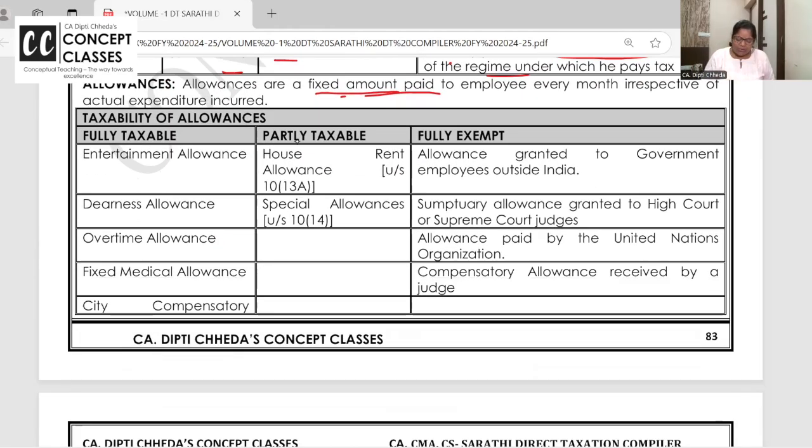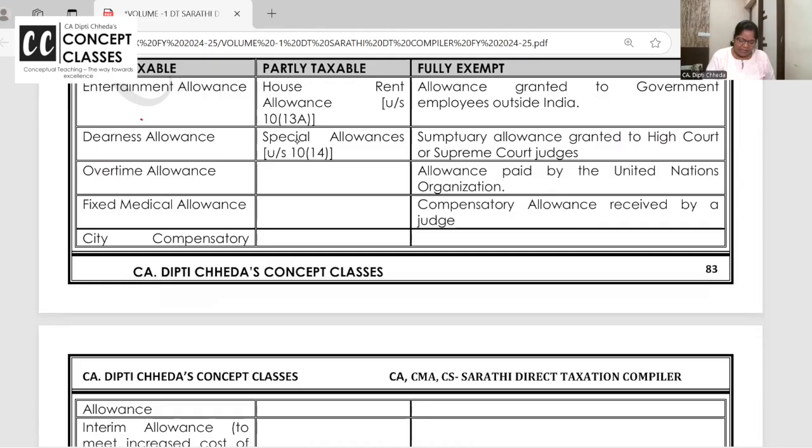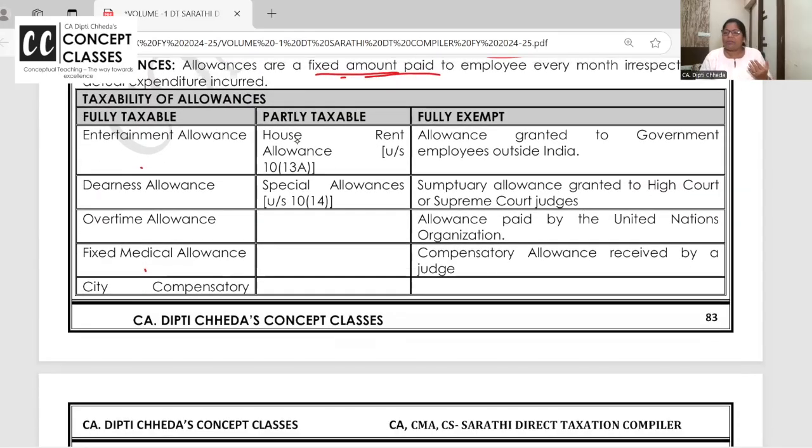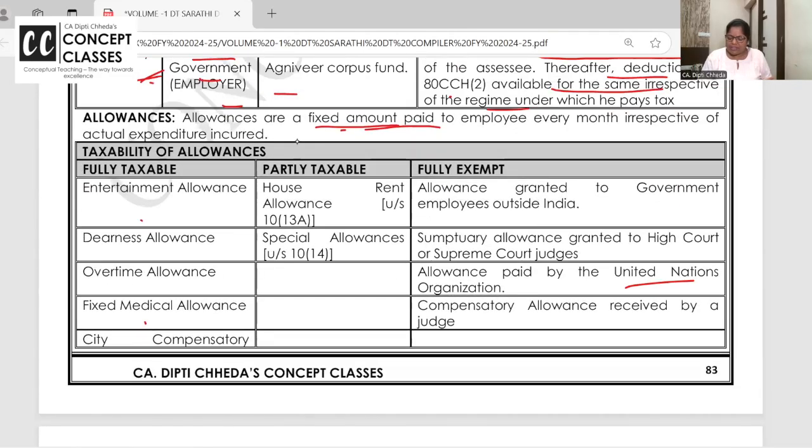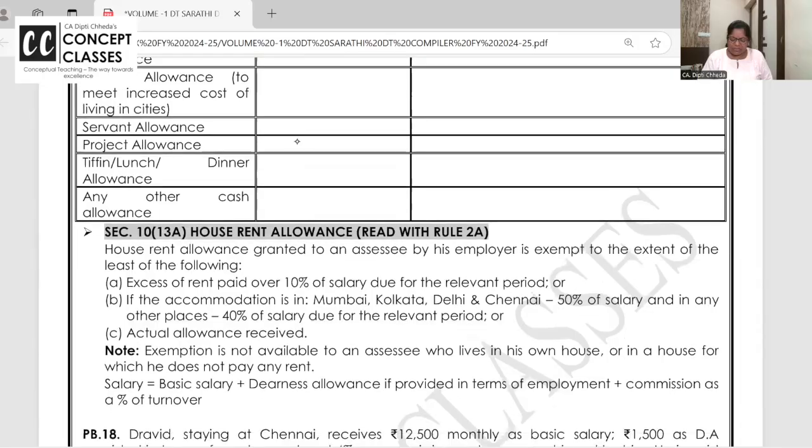Now, there are some allowances which are fully taxable, like entertainment allowance and DA. This is a simple list you can read. There are a few allowances which are completely exempt, like those of High Court and Supreme Court judges, or allowances paid to UNO employees outside India under 10(7). They are all exempt. Now, some exemptions are there where part deduction is allowed.